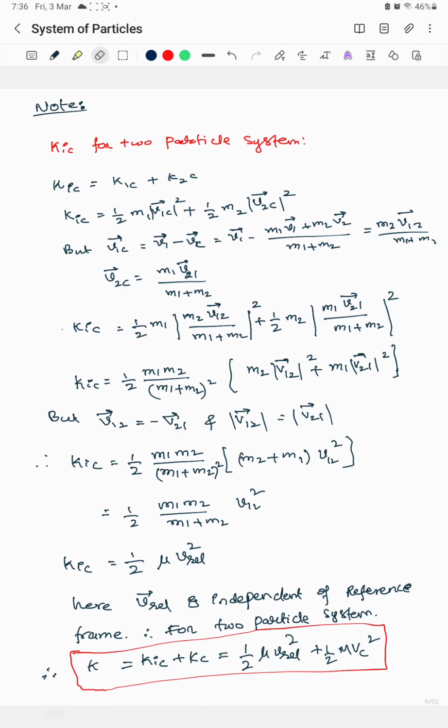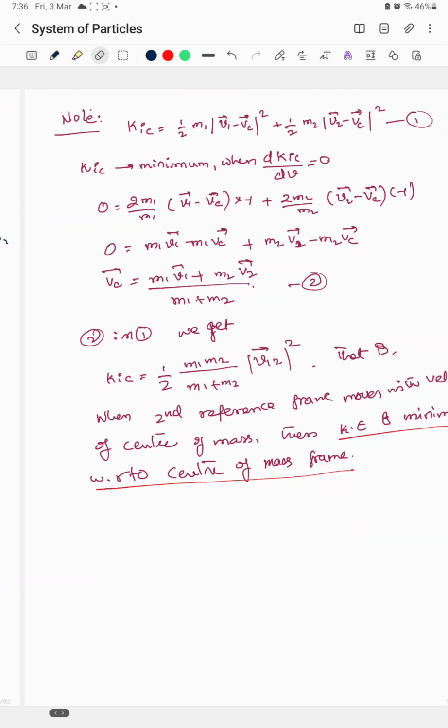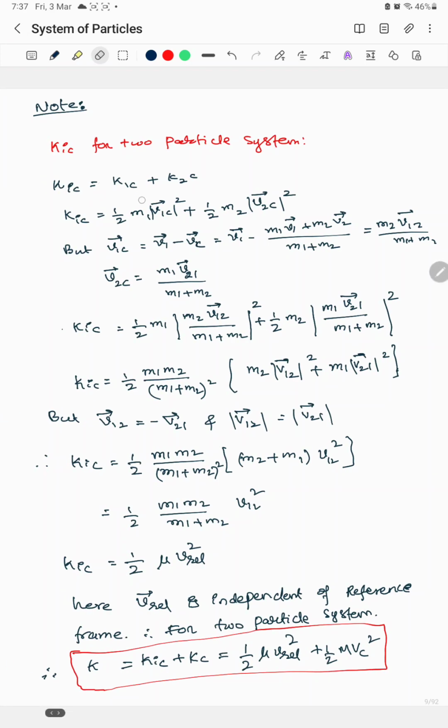Next, let us discuss the two particle system, the same discussion but only for two particles. Here Kic is equal to K1c plus K2c, because we are considering the system contains only two particles: half M1 V1c square plus half M2, second particle, V2c square. V1c is equal to V1 minus Vc. So V1 minus the center of mass velocity formula, that is equal to, you just go for it, you'll be getting this.